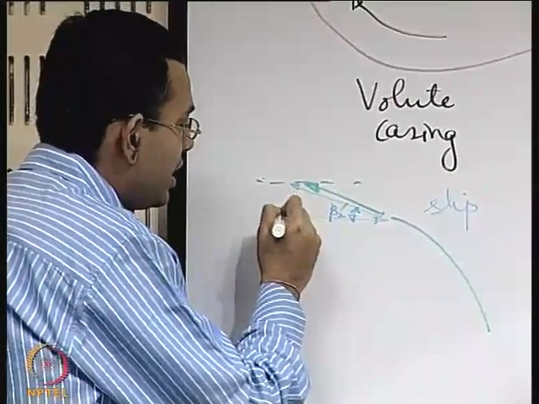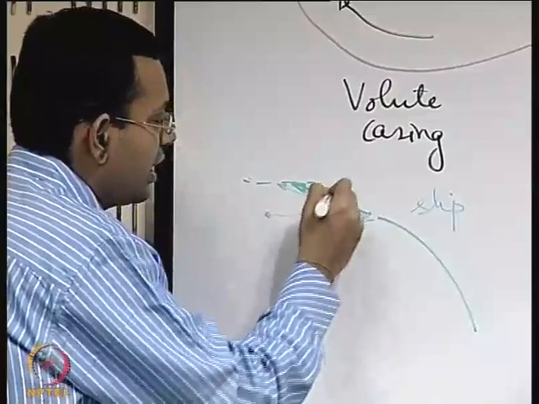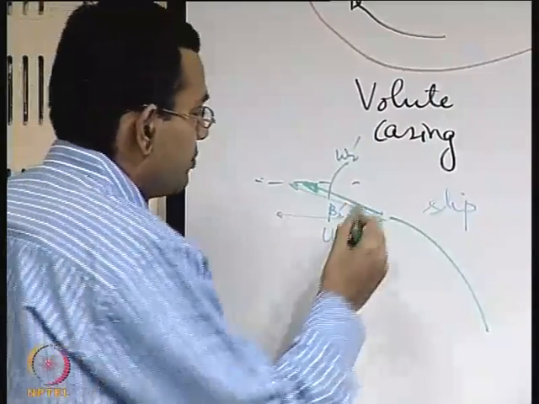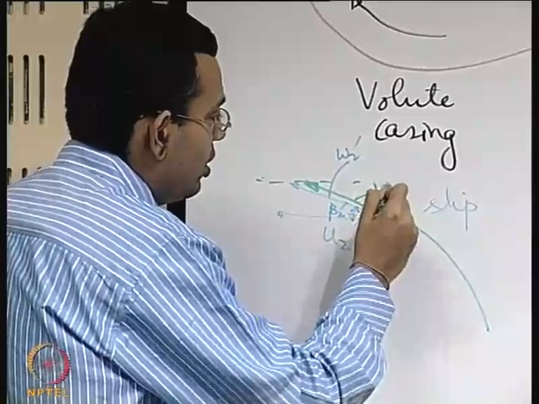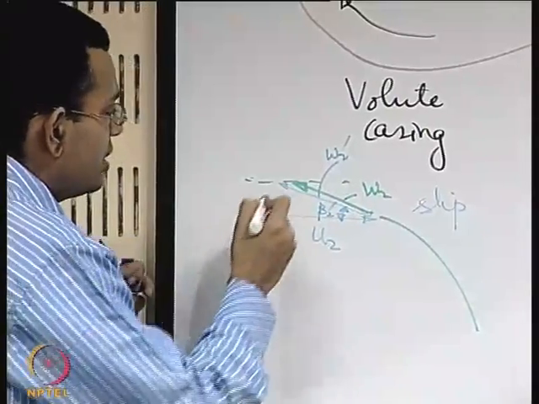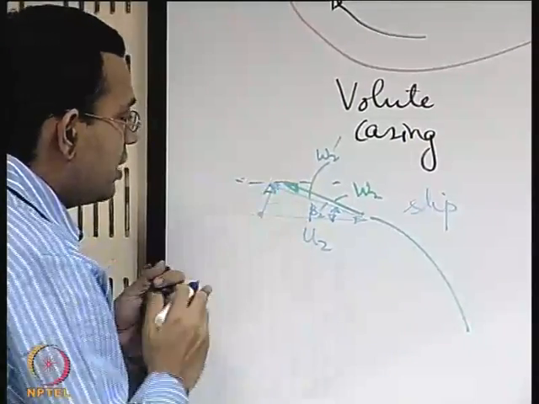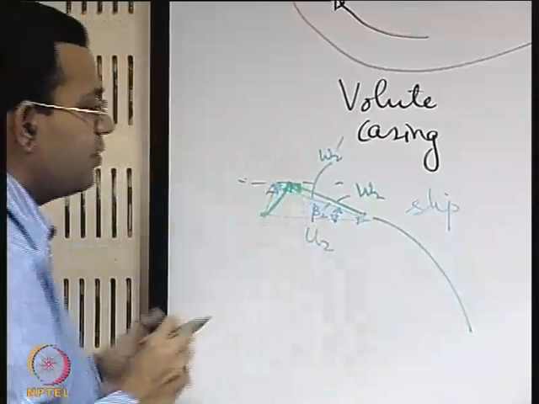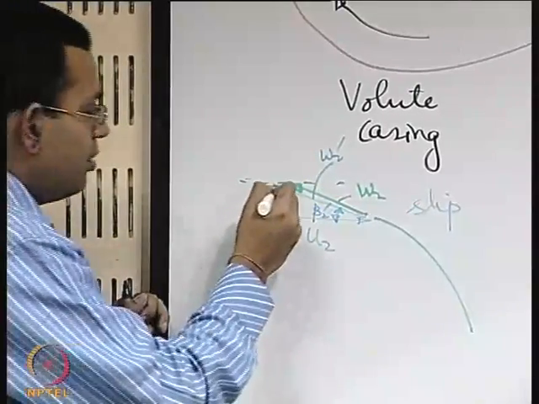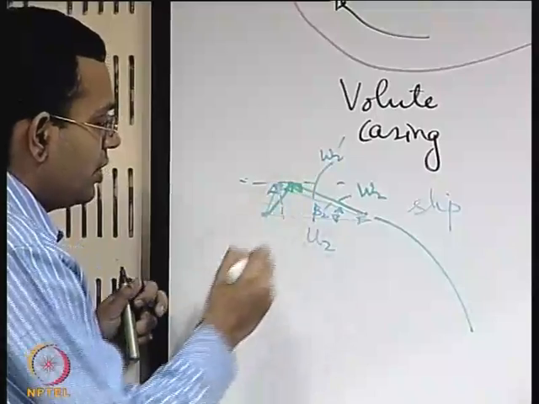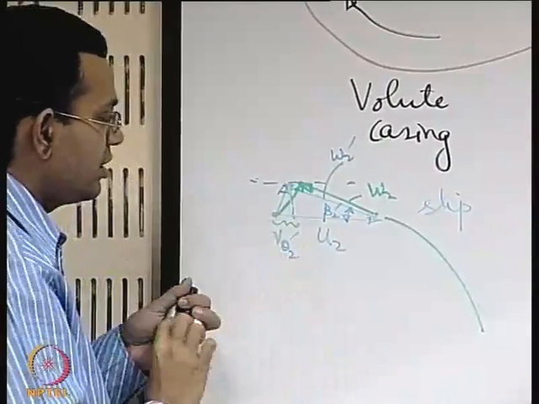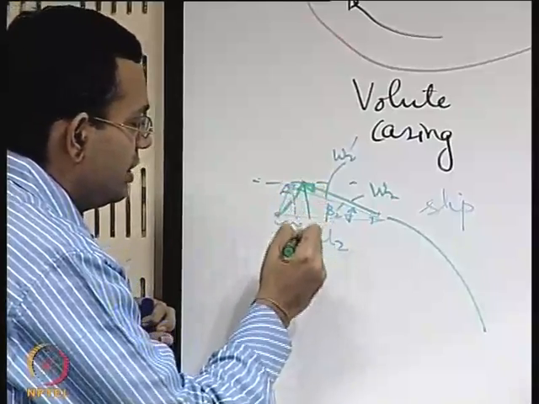So, the net effect is that when you draw the velocity triangle, this is new w2 and this is old w2. If you consider the resultant velocity, with the radial component of the velocity remaining the same, now you have a v theta 2 which is less than the original v theta 2.